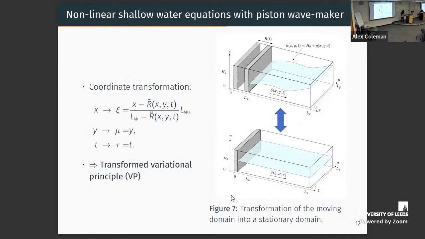The solution is to transform or map the moving domain to a stationary domain. Solve your problems for that stationary domain and then map it back to the moving domain. So all the computation is done in this stationary domain, and then when we show the result, we map it back to the moving domain. So you can see actually waves being generated. And these are the transformation equations.